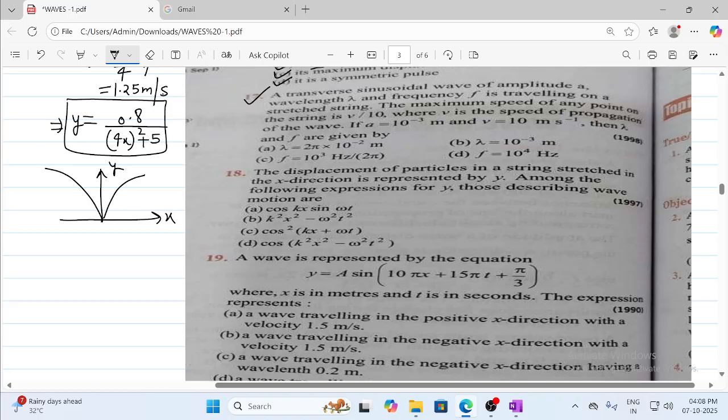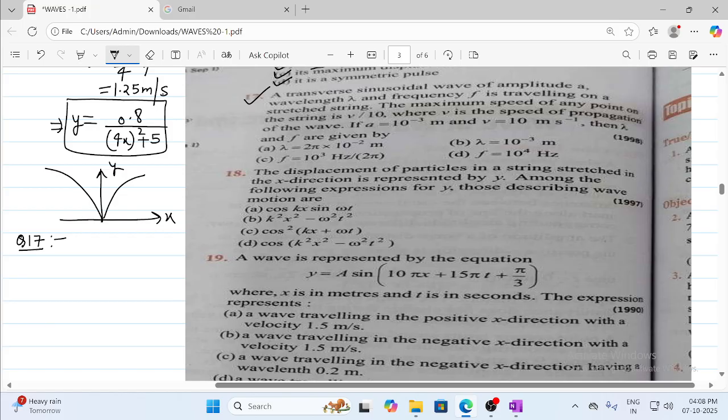All these 3 things are given: amplitude A, wavelength lambda and frequency f. We will solve question number 17 now. The maximum speed of any point on the string is v by 10. Here v is the speed of propagation of the wave. If A and v are given, then find lambda and f.